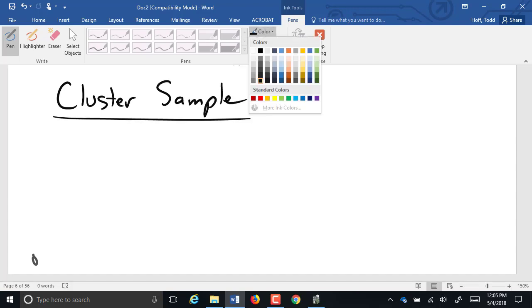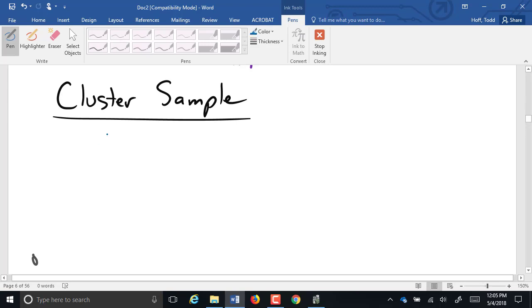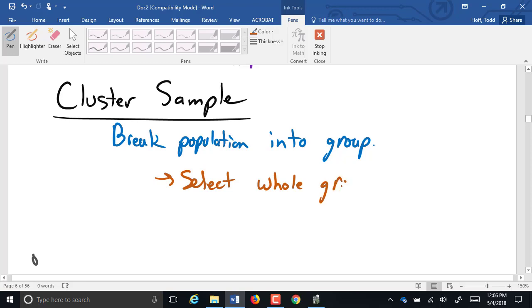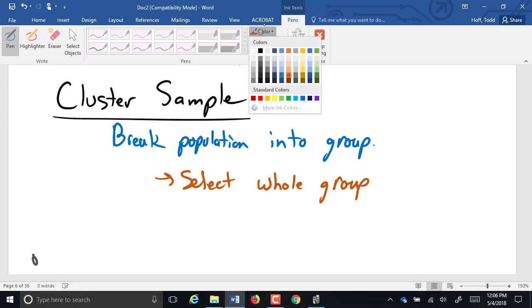And what we do in a cluster sample, similar to a stratified sample: in a stratified sample, we broke the population into groups. But in the stratified sample, we selected a certain percentage from each group. In a cluster sample, we select whole groups. Well, why on earth would we do that?